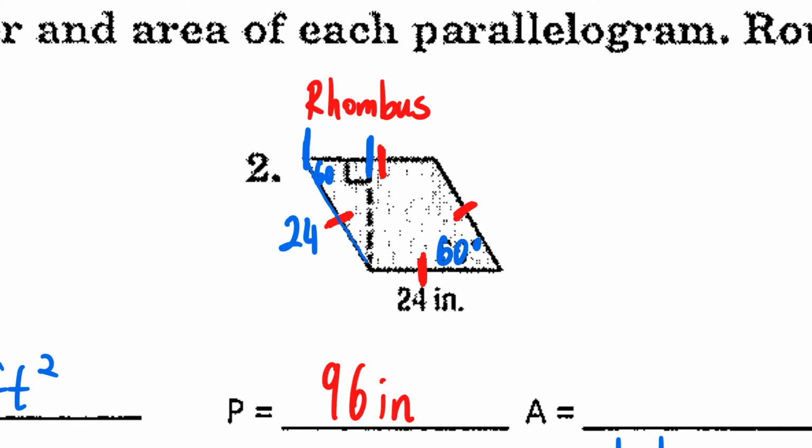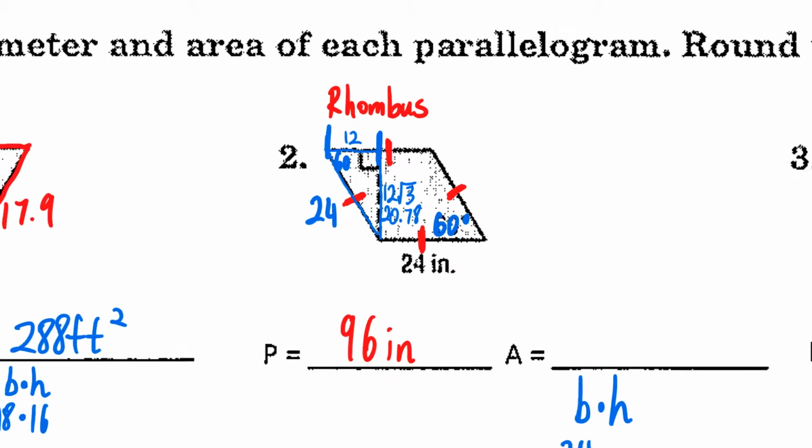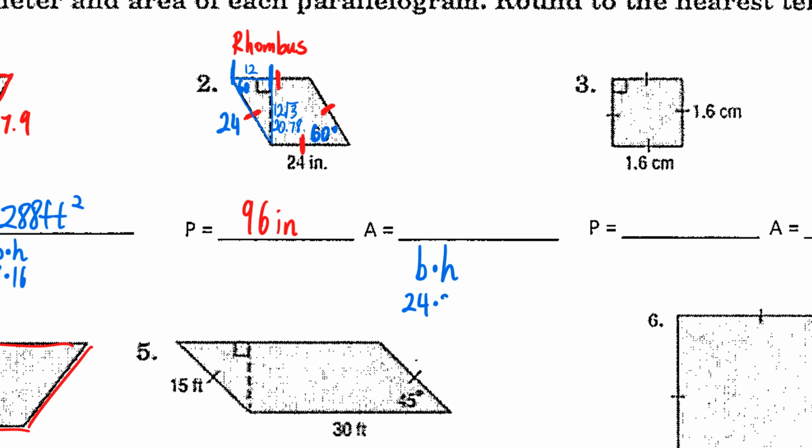So if the hypotenuse is 24, this short leg is half of that. It's 12. And then to get this right here, it's times the square root of 3. 12 times the square root of 3, which as a decimal, 12 square root of 3 is 20.78. So that's the height, 20.78.